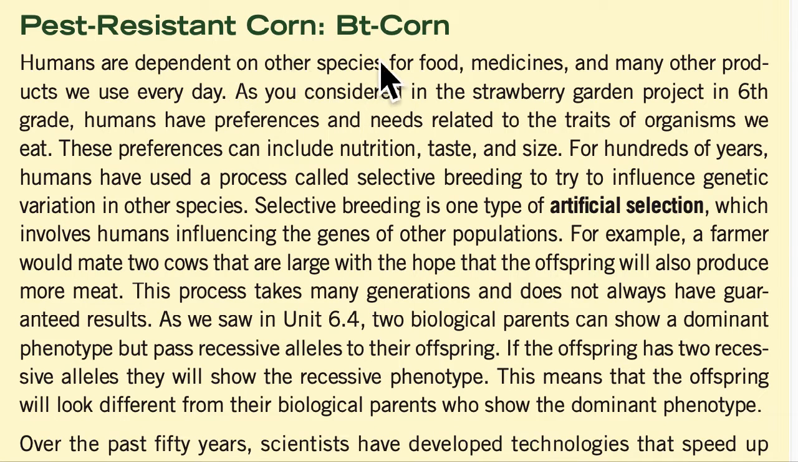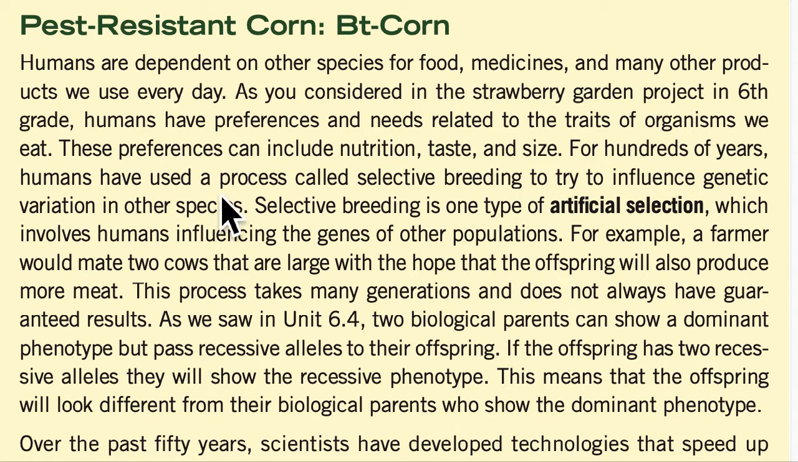Pest-resistant corn, Bt corn. Humans are dependent on other species for food, medicines, and many other products we use every day. As you considered in the Strawberry Garden project in 6th grade, humans have preferences and needs related to the traits of organisms we eat. These preferences can include nutrition, taste, and size.